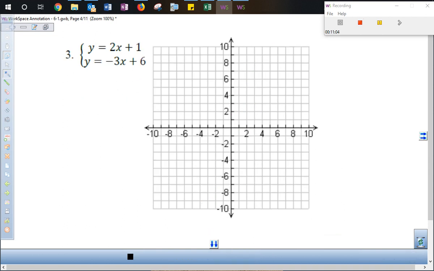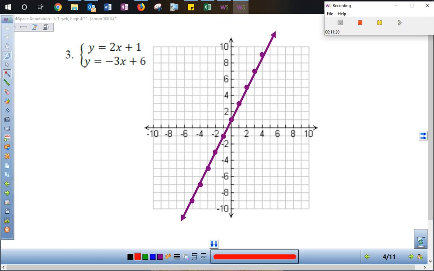Alright, so if we go to number 3. Number 3 we have y equals 2x plus 1 and y equals -3x plus 6. So here's what I'd like you to do. Pause the video and graph just the first equation on your own. Hopefully when you graphed it, you plotted every single point and you had a y-intercept of 1 and a slope of +2, so up 2 to the right 1.